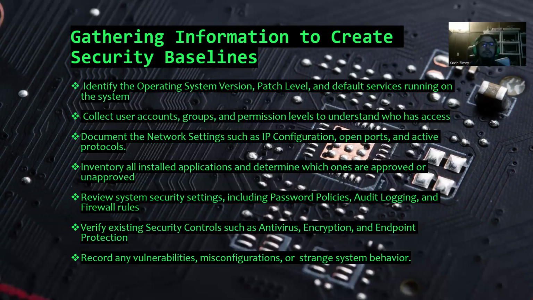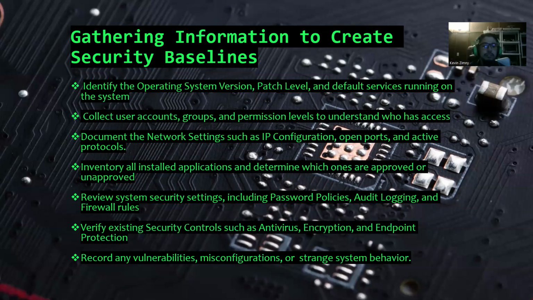Now, we're going to be gathering information to create a security baseline. First, we're going to identify the operating system version, patch level, and default services running on the system. We're going to collect user accounts, groups, and permission levels to understand who has access. Document the network settings such as IP configuration, open ports, and active protocols. Inventory all installed applications and determine which ones are approved or unapproved.